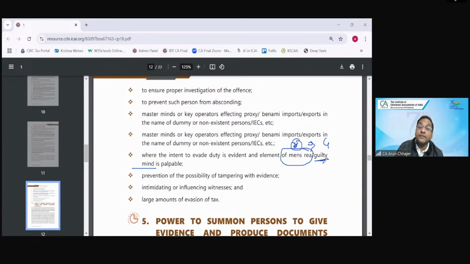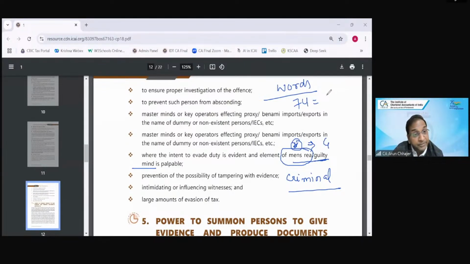तो जब भी criminal offense होता है, normally this concept comes in the criminal offense. In case of a criminal offense, the mens rea is important, guilty mind is important. Normally in the taxation law, the mens rea is not to be looked at. But the point to be noted is that when certain words are being used intentionally, like 74. 74 में क्या कहा है? Fraud, willful misstatement, suppression of the fact.